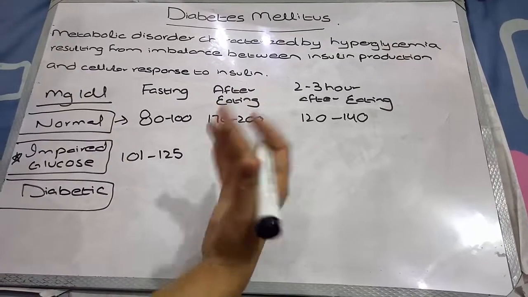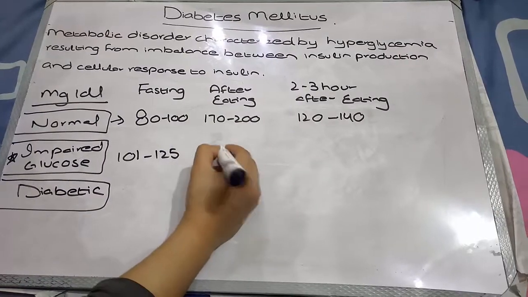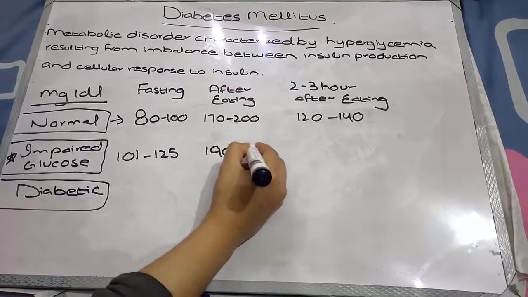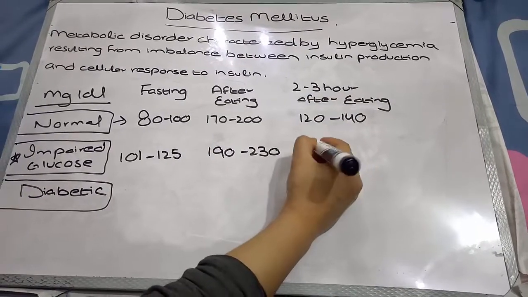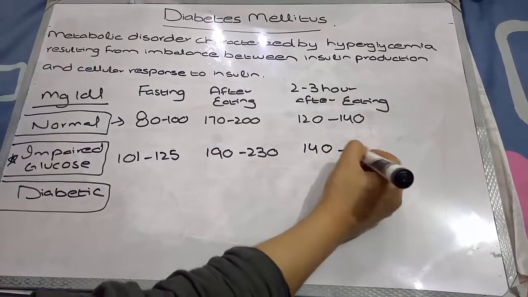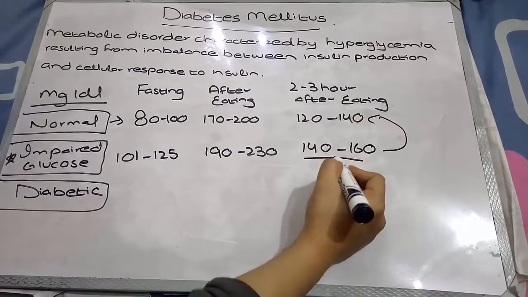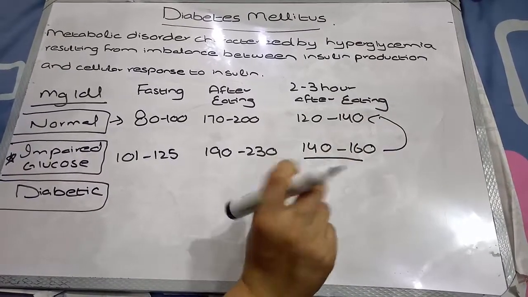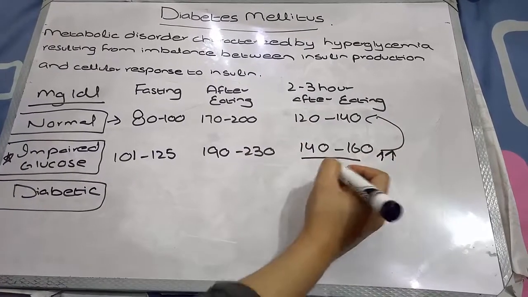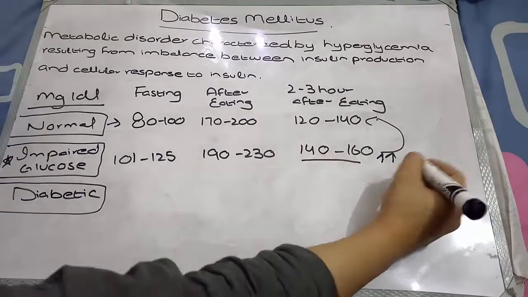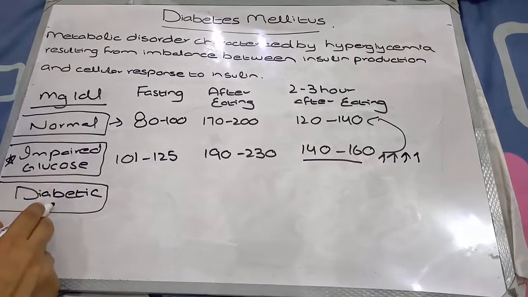And after eating, let's suppose they have had their meal, their glucose would be 190 to 230. And after 2 to 3 hours of eating, it would be 140 to 160. This value is higher than the normal value. So this is an alarm that the person has a bit high glucose level. And if this person continues to have a high glucose level, this would lead to diabetes.